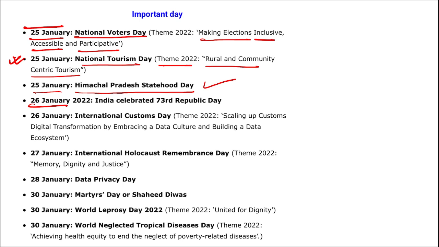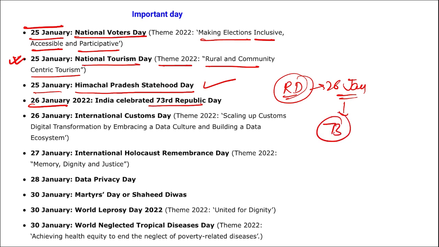On 26th, we observed the 73rd Republic Day. As we know, Republic Day was observed on 26th of January. But if asked, what is the edition or what number of Republic Day did we observe during 2022? It was the 73rd. Then moving on, 26th only, we observe International Customs Day. But this is important. Alright. Then on 27th, International Holocaust Remembrance Day with the theme Memory, Dignity and Justice.